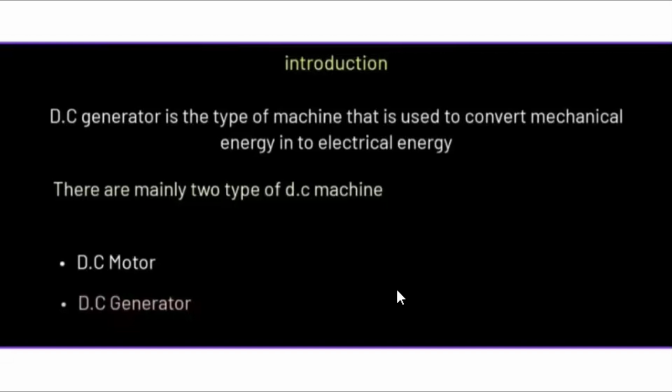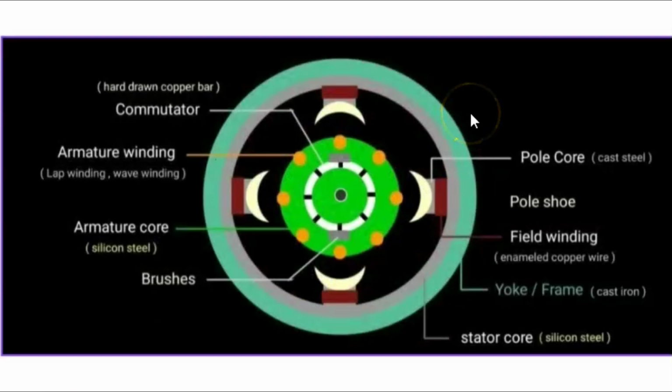तो स्टार्ट करते हैं हमारा पहला टॉपिक which is the DC generator. So DC generator is the type of machine that is used to convert mechanical energy into electrical energy. Now there are mainly two types of DC machines. The first one is DC motor and the second one is DC generator. And यहाँ पे हम लोग बात करेंगे हमारे DC generator की। तो सबसे पहले हम बात करें about the construction.